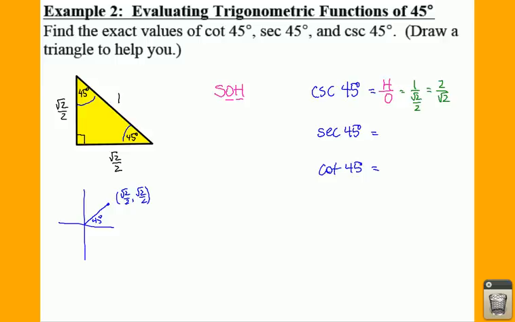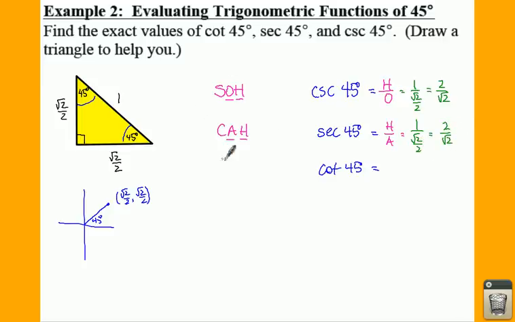Now for your secant, that is the inverse of your cosine. Your cosine is adjacent over hypotenuse, so this is going to be your hypotenuse over your adjacent. So this should end up being the same thing as your cosecant. Your adjacent side is radical 2 over 2, your hypotenuse is a 1, and hey, what do you know? It's the same as the cosecant. So if we get a 1 over radical 2 over 2, that gives you a 2 over radical 2.